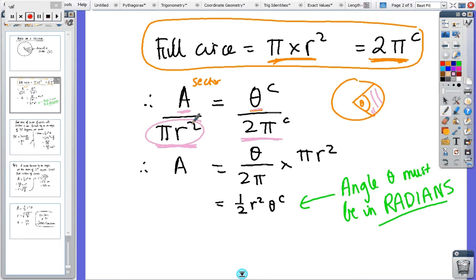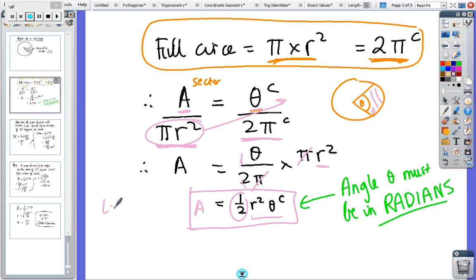Okay, so then I cross multiply that up to the other side. So I've got theta over 2 pi times pi r squared. The pi's cancel out. And so this 2 here is the half. There's the r squared, and theta is there. So that formula is called the area of a sector. But again, the angle must be in radians. You cannot have the angle in degrees and get the answer. So the area of a sector is a half r squared theta.